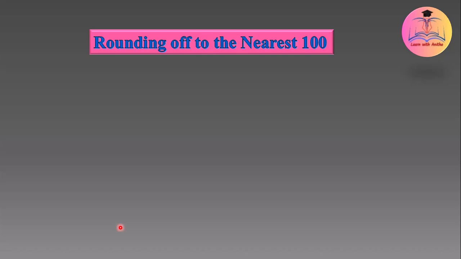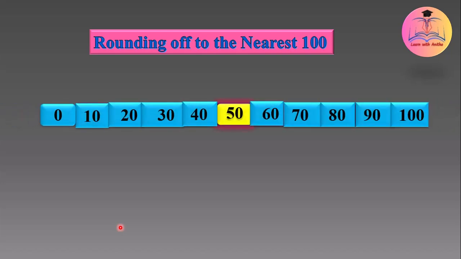Now we will move to rounding off to the nearest 100. We have the number scale here, with the numbers 0 to 100 mentioned. Here also 50 is the middle number. In this scale, 0 to 49: see here, 49 is before 50. So 0 to 49 we need to make nearer to 0.